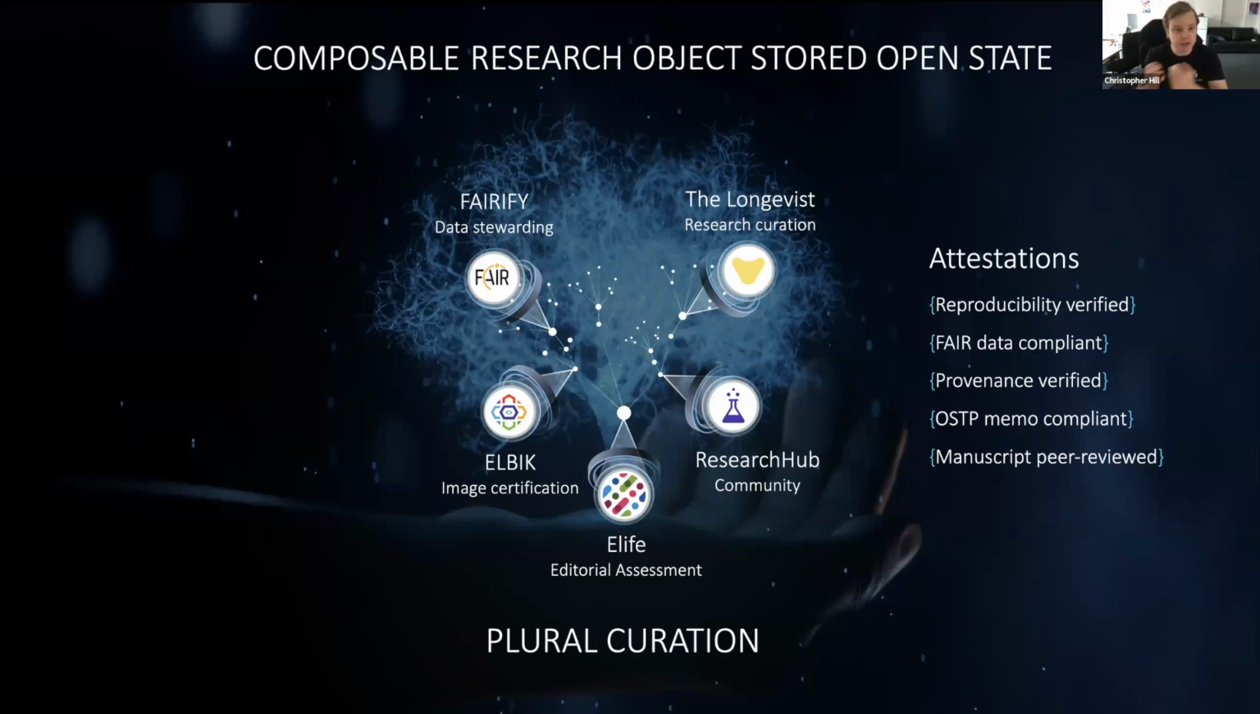You can have research curation, like what we're doing with the Longevist and VitaDAO. They can send an attestation that says, this work has been selected by our community. And so you can have essentially transactions happening on these research objects stored open state in a way that is verifiable, traceable, and machine readable. And we can extend the scope of scientific validation to all the things that have been ignored or underused in the current system, like verifying reproducibility, like verifying FAIR data, like verifying provenance. All of these things will be possible with the system of plural curation on research objects.